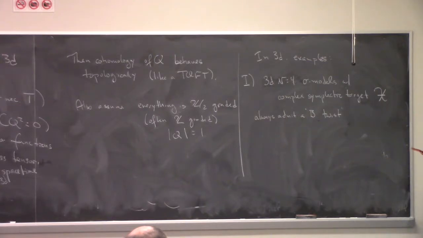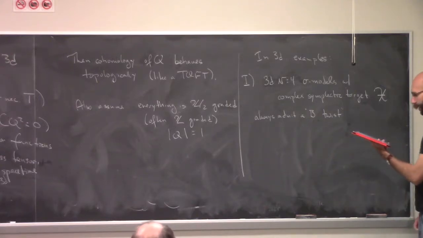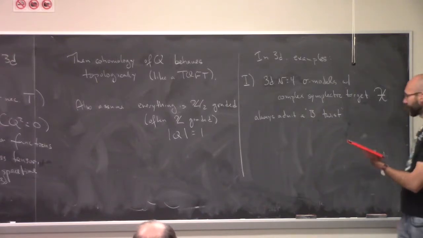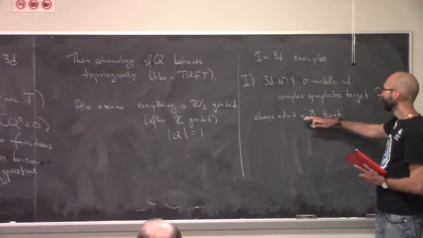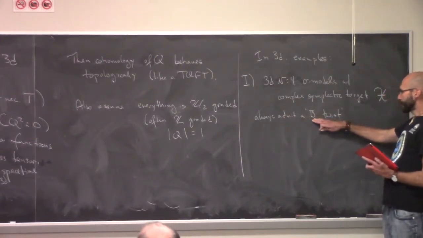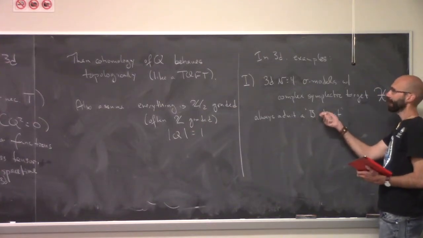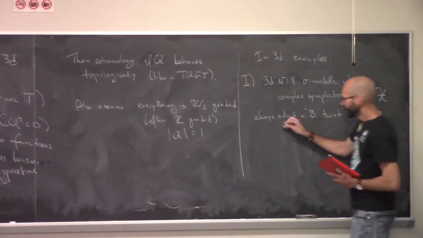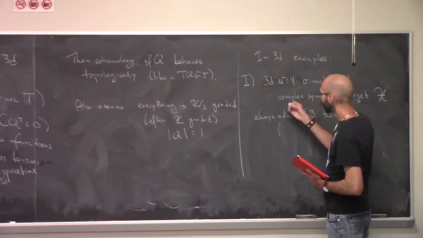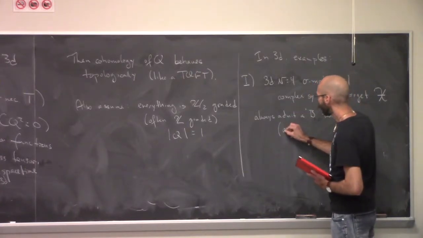So they always admit a B-twist. That's a 3D analog of the two-dimensional B-twist. And by always admit, I mean there exists a B-twist that makes sense on any three-dimensional manifold, any 3D curved spacetime.